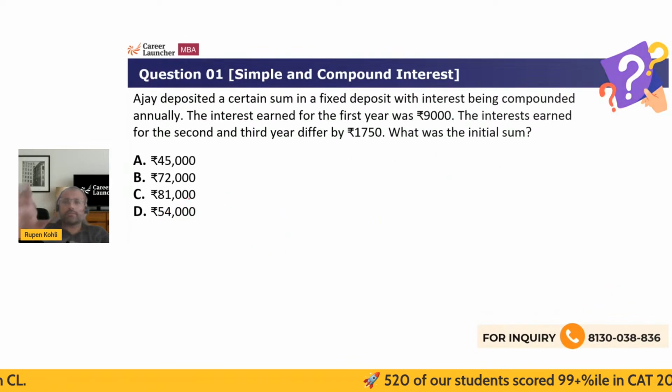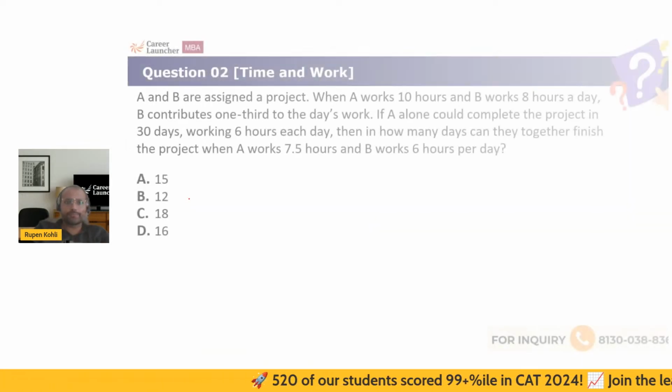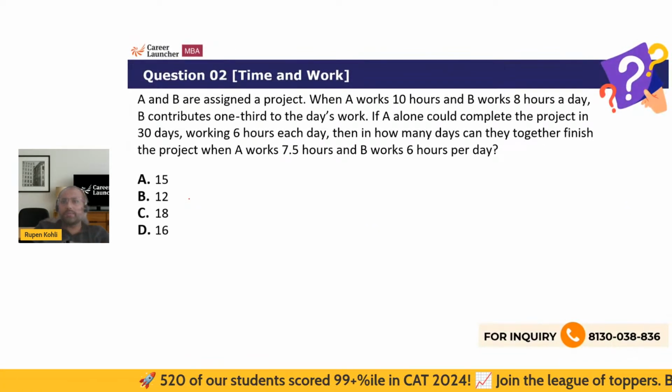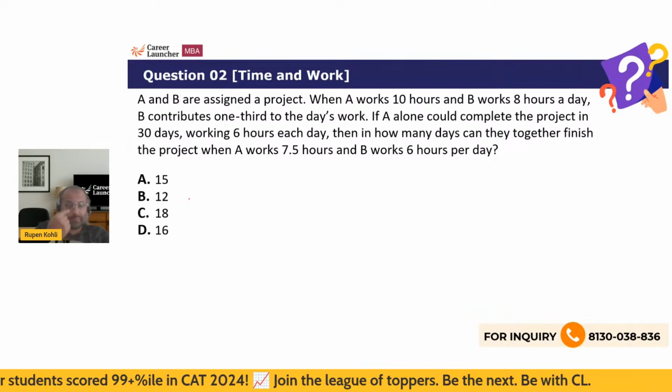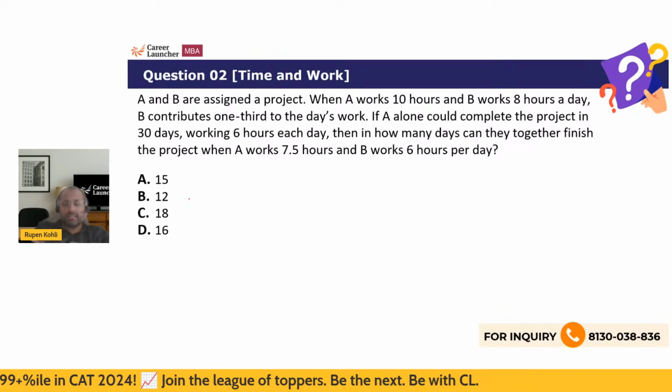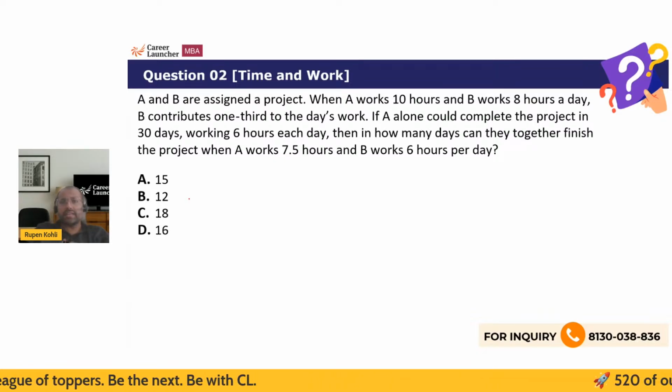Okay, perfect. Now, time and work, next one. Let's see. A and B are assigned a project. When A works 10 hours, B works 8 hours, B contributes one third to the day's work.